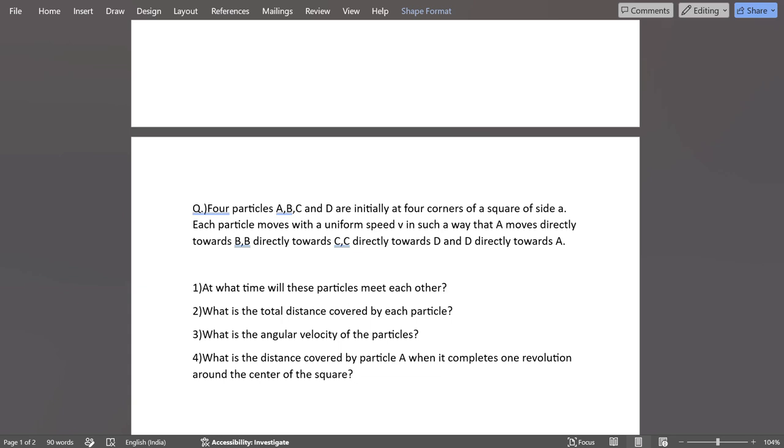आपके सामने question है. Four particles A, B, C and D are initially at four corners of a square of side a. Each particle moves with a uniform speed v in such a way that A moves directly towards B, B moves towards C, C towards D, and D directly towards A. At what time will these particles meet each other?